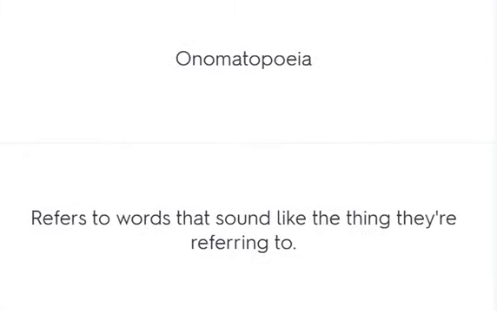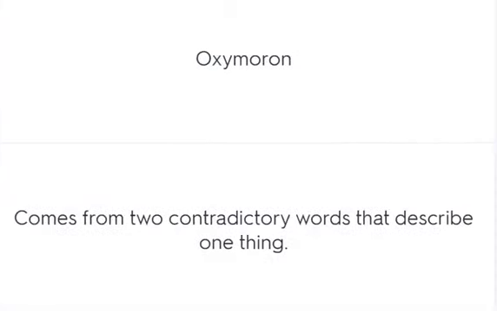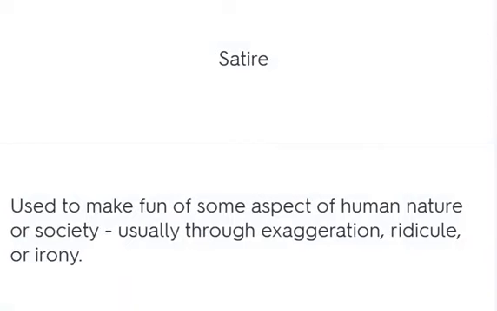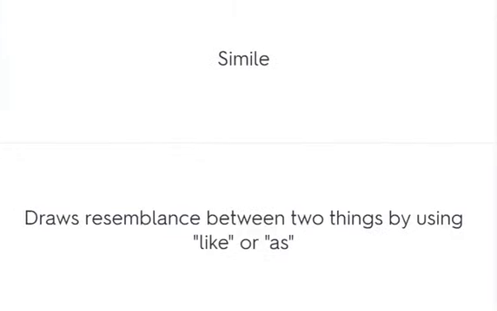Onomatopoeia refers to words that sound like the thing they're referring to. Oxymoron comes from two contradictory words that describe one thing. Paradox, a statement that asks people to think outside the box by providing seemingly illogical premises. Satire, used to make fun of some aspect of human nature or society, usually through exaggeration, ridicule, or irony. Simile draws resemblance between two things by using like or as.